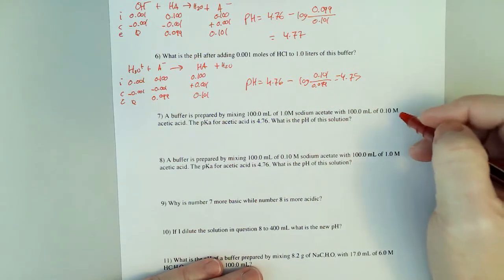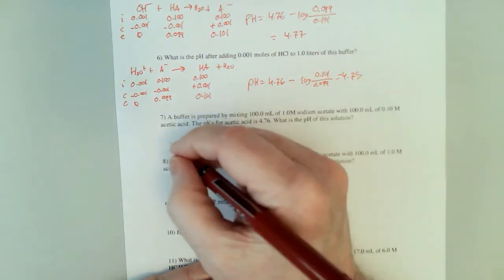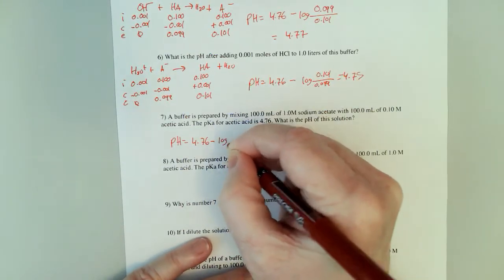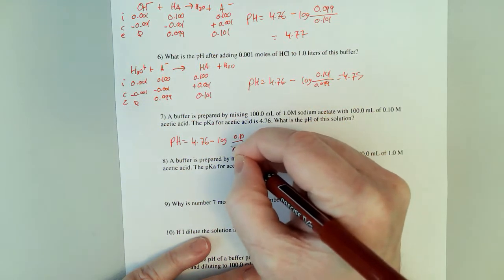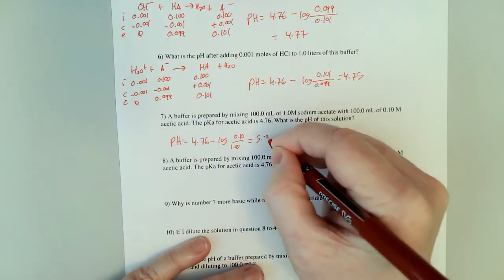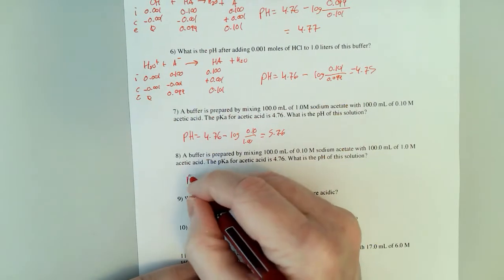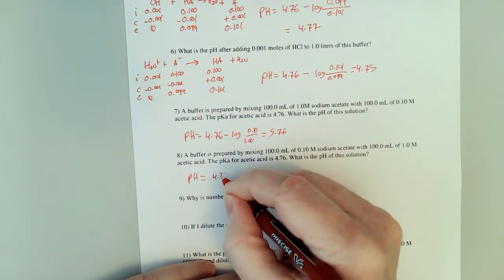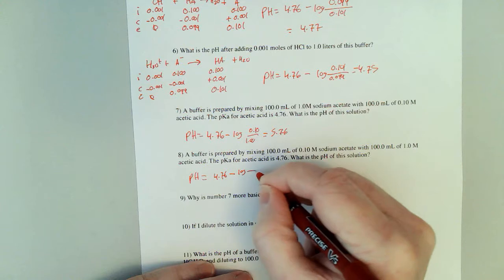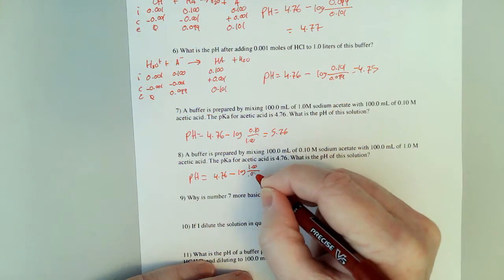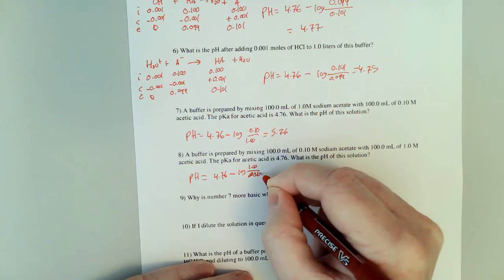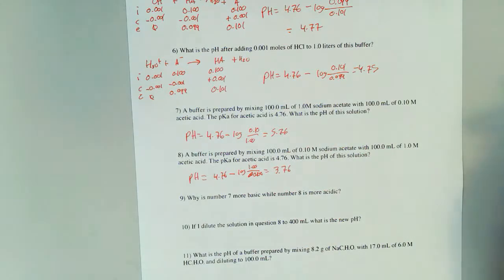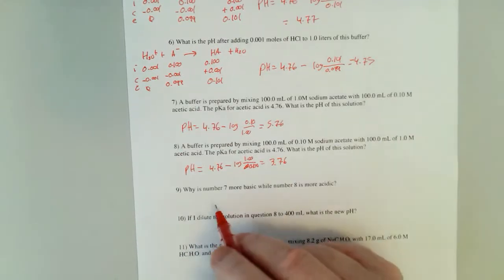1 molar sodium acetate, 0.1 molar acetic acid. pH equals 4.76 minus the log of 0.10 over 1.00. That equals 5.76. But in this next question, I reverse it. Okay? This time, it's minus log of 1.00 over 0.100, and that equals 3.76.